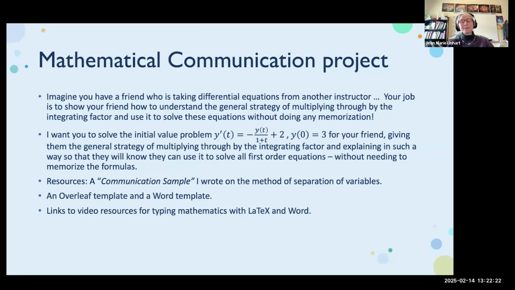I emphasize, I don't want to see every step in you doing your integrals. Give some guideposts, but you don't have to show your reader everything. Your reader is somebody who's good at integrals. I do give them both an Overleaf, so that's a LaTeX template, and a Word template that they can work with. And then I just simply give them links to videos that show them how to type mathematics with LaTeX and Word. And of course, I tell them I'm happy to see them and happy to help them if they're struggling to do anything there.